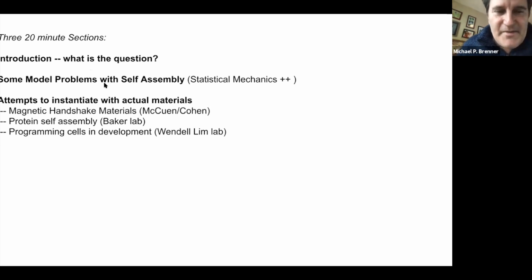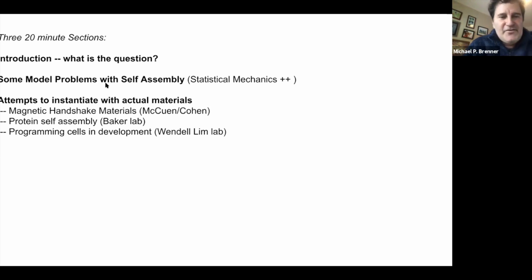Then the second 20-minute section is going to be about some model problems that we have thought about over the years for how one could make a soft matter system start to address the question of synthetic living matter. And that I sort of called statistical mechanics plus, because these are basically nice problems in statistical mechanics at one level, but the hope was to formulate them to get us to something that was living synthetic matter.